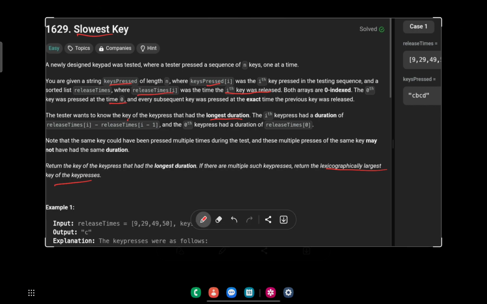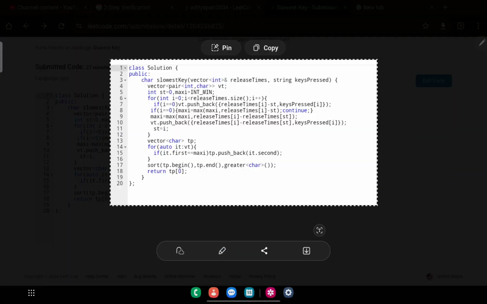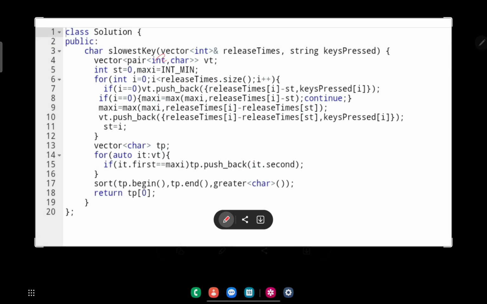So let us see the code of the question. Here is the code of the question. First, a vector of pair of int and char is taken, and a maxi to store the maximum difference between the two intervals. Starting is equal to 0, and if i equals 0, as the starting time is 0, we push back releaseTimes[i] minus starting, and in the char, keysPressed[i] is passed, which is the corresponding character.